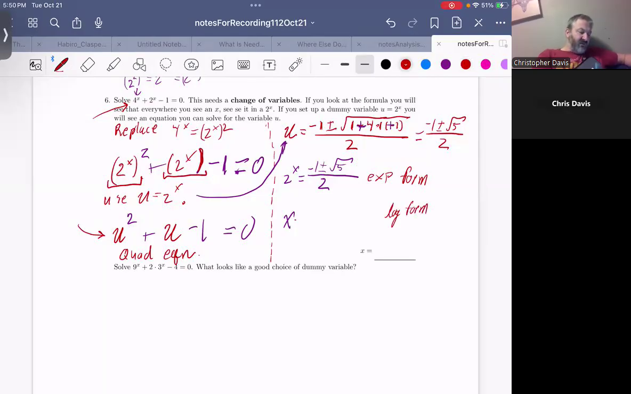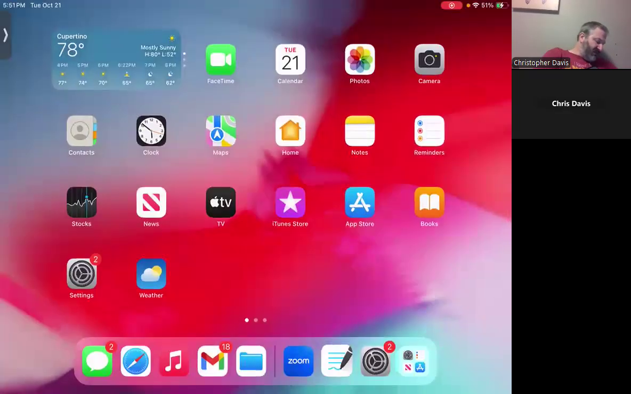And what do we get? We get log base 2 of negative 1 plus or minus the square root of 5 all over 2. Looks like there are two solutions to this equation. And again, I'm going to say, well, let's do a quick check. We can check for solutions to equations by looking at a graph. Let's do that.